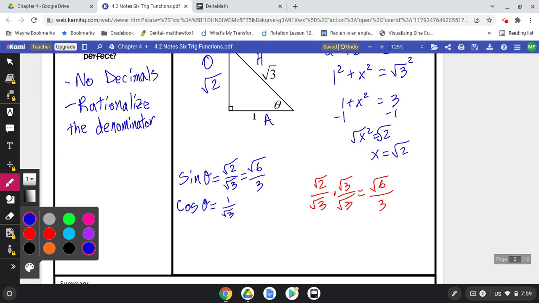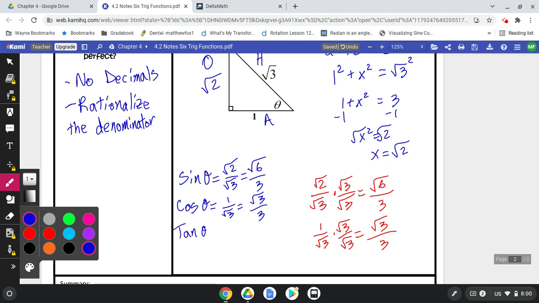This time it'll be 1 over the square root of 3. We can't leave it like that. So if I rationalize the denominator, 1 over the square root of 3, we'll have to times by square root of 3 over square root of 3. I'll get square root of 3 over 3. Okay, so that is my cosine.